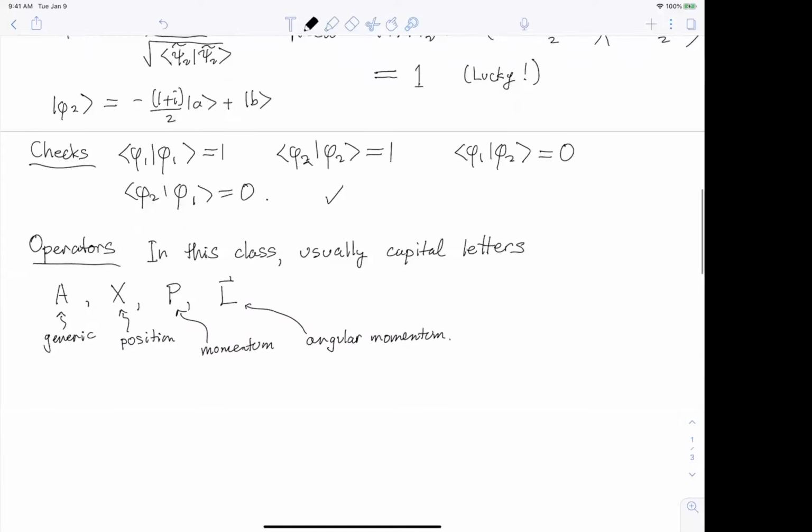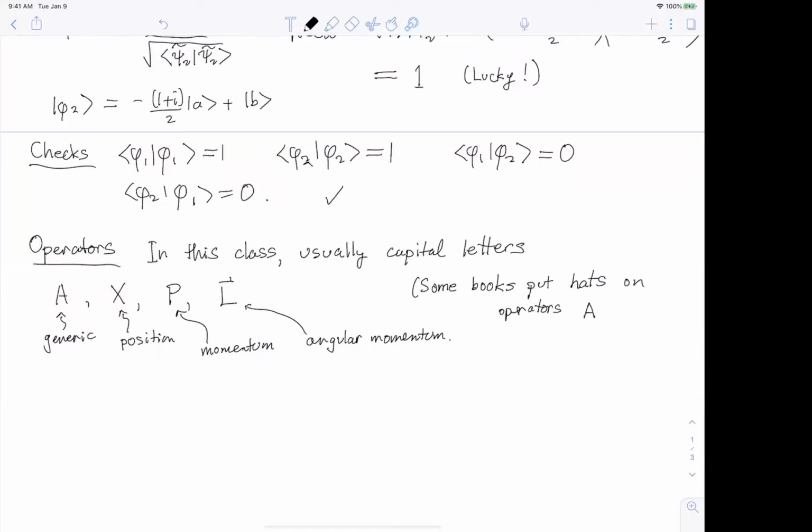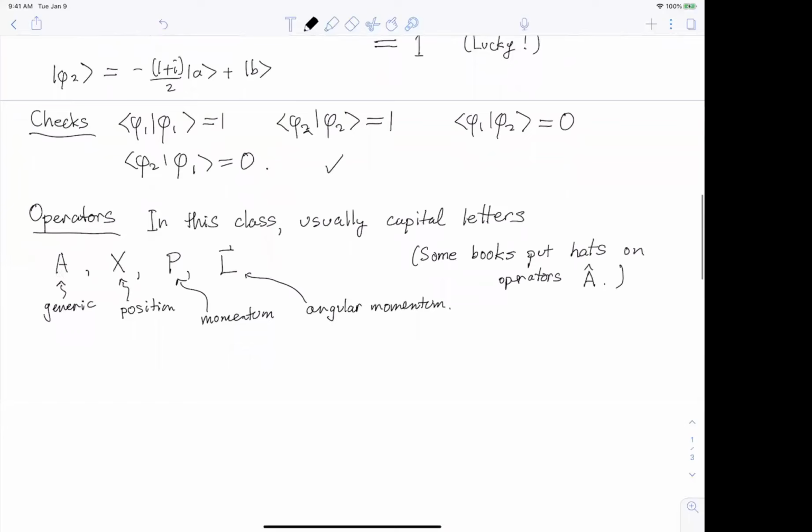But some books will use lowercase letters. Some books will put a hat on the thing to tell you that it's an operator, but I won't. So some books put hats on operators. So they would write A hat, for example, or X hat or P hat. But to me, it's not worth it because it sort of clutters everything up to put all the hats everywhere. Some books will use bold-faced, but bold-faced is really hard to do in a spontaneous lecture.